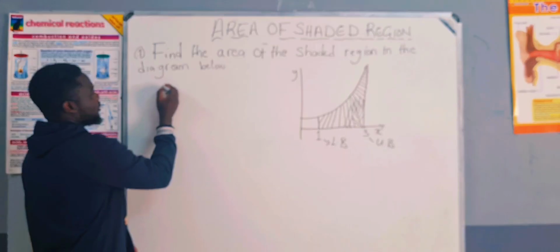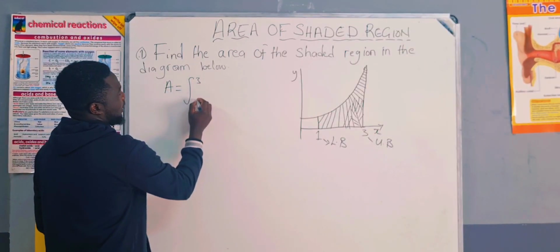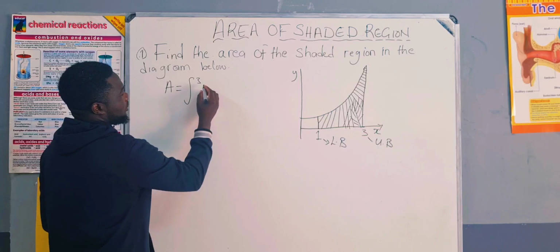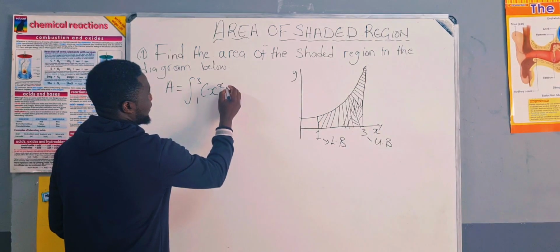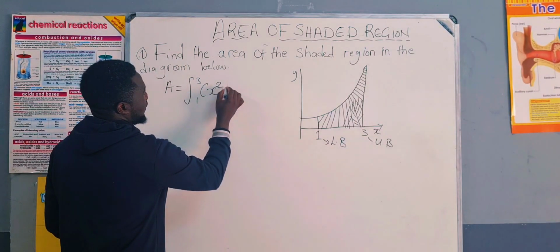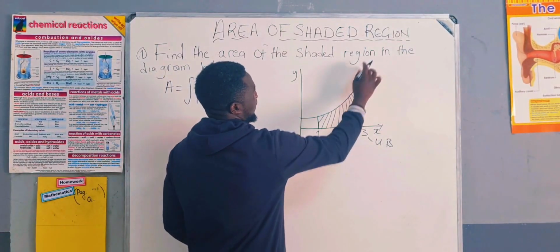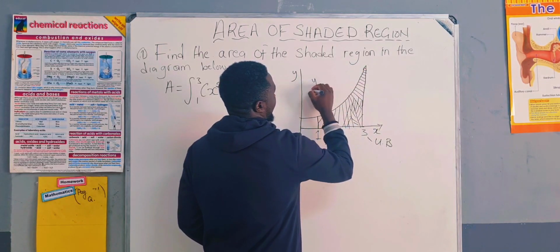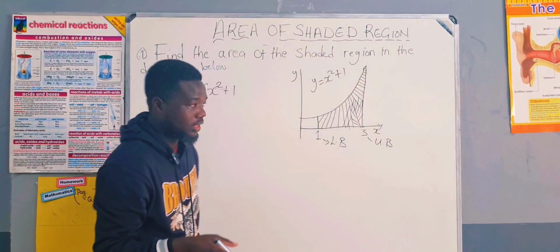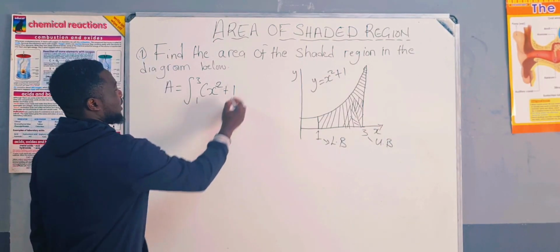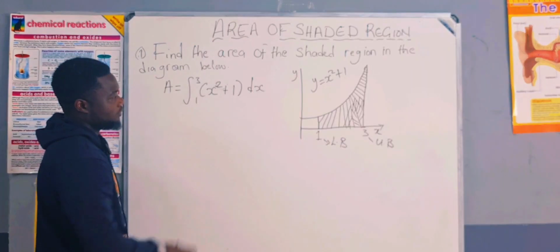Now, how do you calculate this? First of all, you say area is equal to the integral, with 3 and 1 showing the upper bound and the lower bound, of x squared plus 1. So this curve here is y equals x squared plus 1. From there, you can start deriving this.